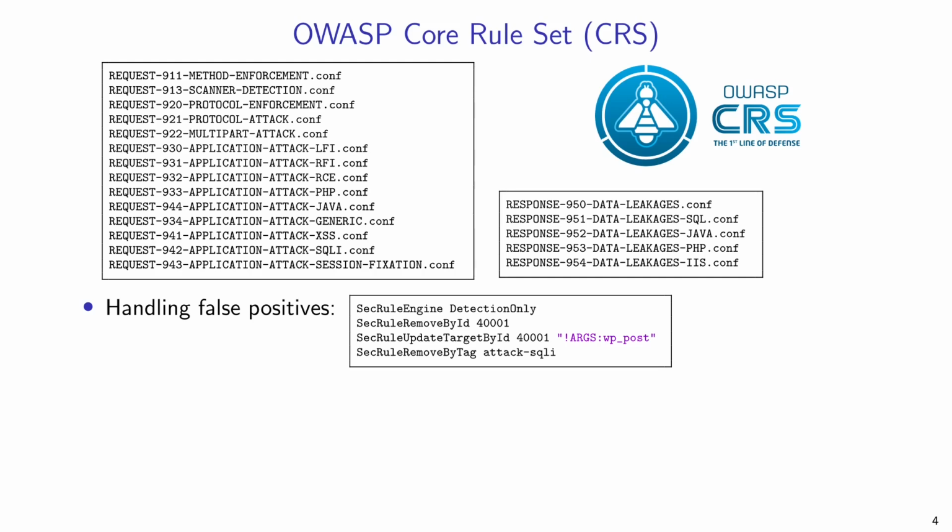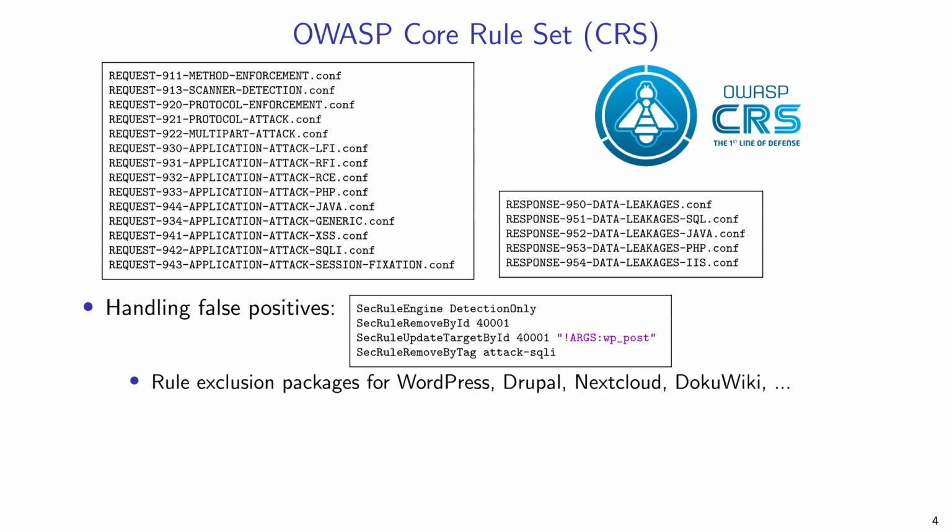Then we can also disable all rules that have a specific tag. Here we disable all rules related to SQL injection, which might make sense if our web application does not use SQL at all. So the rules in the rule set are tagged using various labels that describe the attack type, platform, and programming language involved. We can use these tags to customize the rule set for our specific environment. In addition, there are rule exclusion packages for WordPress, Drupal, Nextcloud, DocuWiki, and other popular web applications. These packages essentially adjust the rule set to work around false positives for these specific web applications.